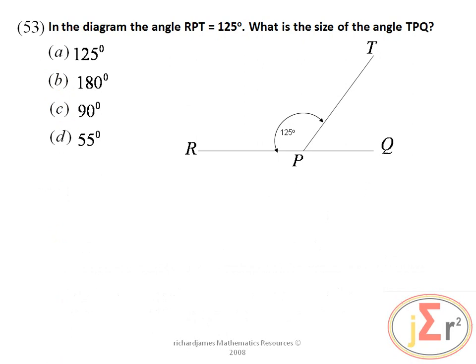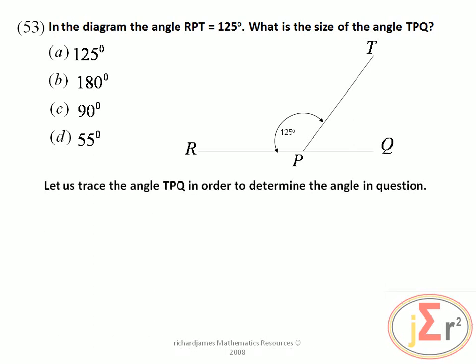In the diagram, the angle RPT is 125 degrees, and of course it is indicated in the diagram. What is the size of the angle TPQ? Let us trace the angle TPQ in order to determine the angle in question. So let us trace that one. Look very keenly, Jerry Lewis, else you will not see this one either. So watch this angle.